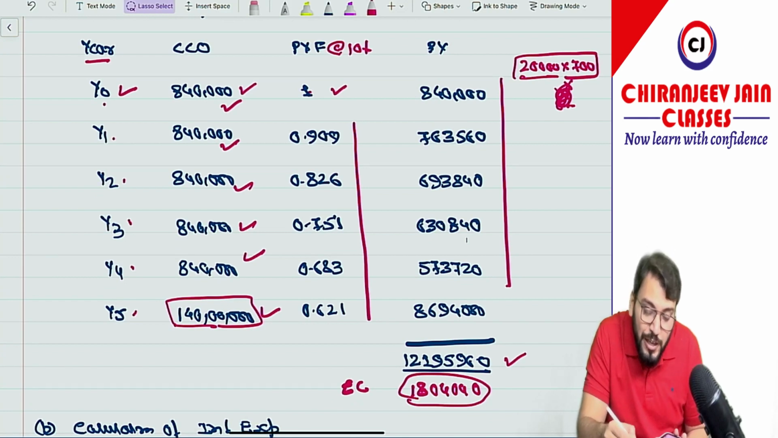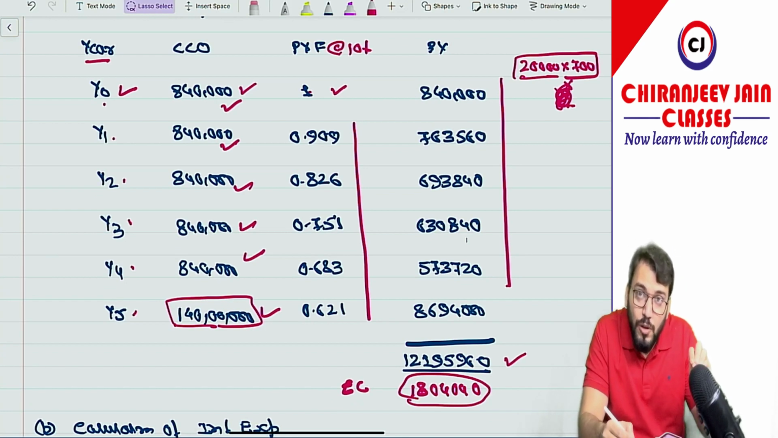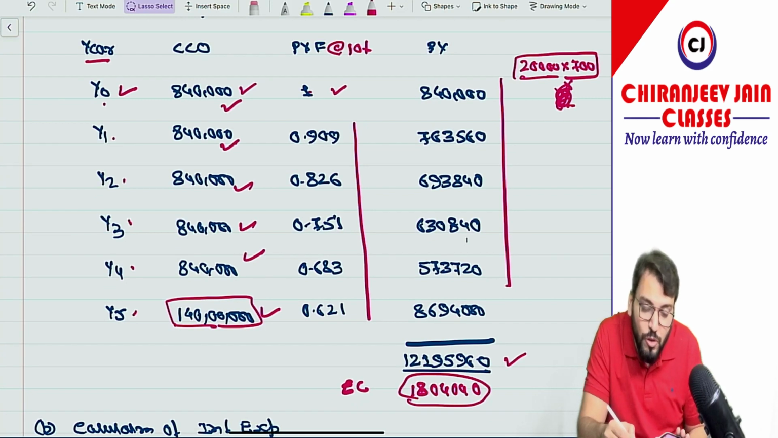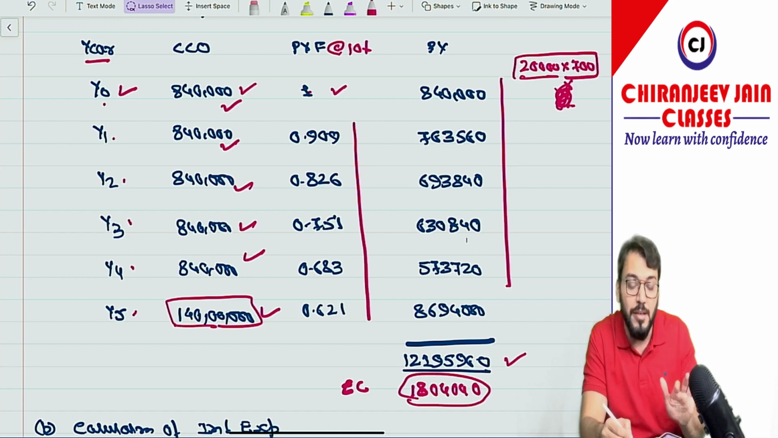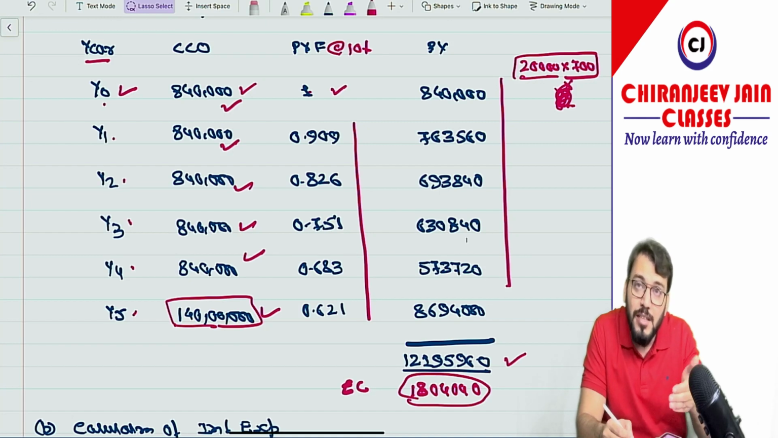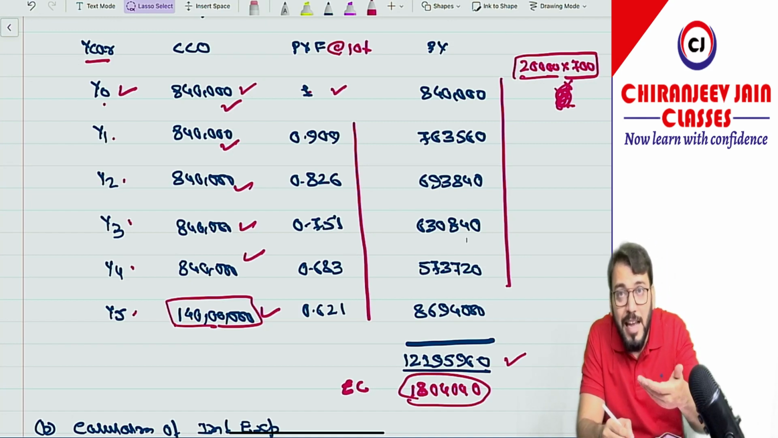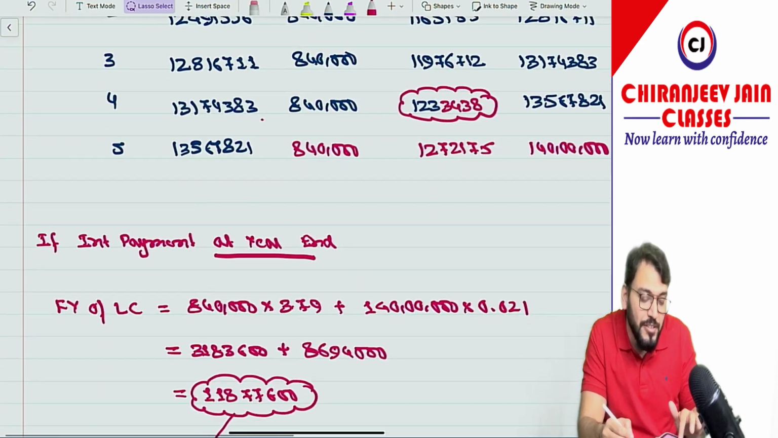1,21,95,960. Therefore, the equity component, as per the information given in the question, is 140 lakh minus this, so the equity component will be 18,04,040. This will be the correct option, but no option of this nature has been given. But if I calculate the fair value of the liability component on the point that interest has been paid at the end of the year, what is my answer? The answer will be this.